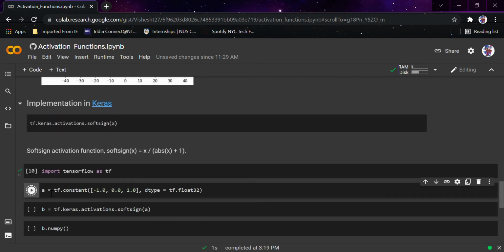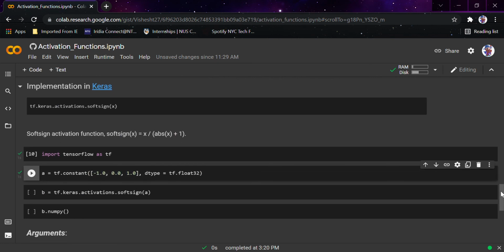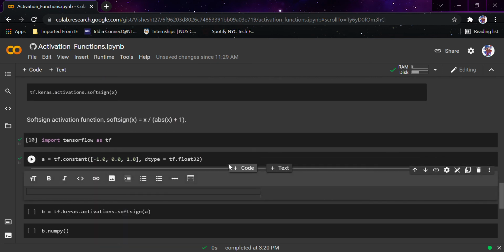I'm going to run this. A is equal to tf.constant, and we are going to give it the values -1, 0, 1. So let's do some basic mathematics and let's predict it before the function gives it to you. So what is going to be the answer?